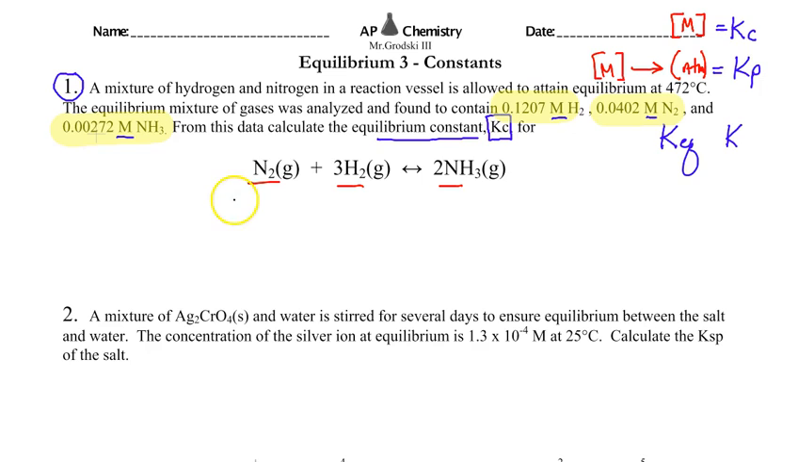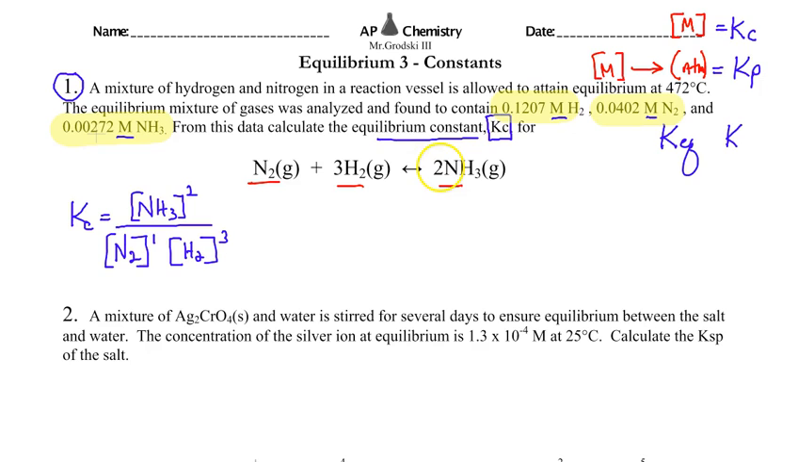So let's go find our KC. In order to find our equilibrium constant, we're going to need our equilibrium expression. So what do we know? K is equal to, or in this case KC, which just means concentration, products over reactants. Our products are ammonia, and because there's a coefficient, coefficients become exponents. Products over reactants, sorry. So N2, which would go to the first power, and we would go H2 to the third power. So we did products over reactants, coefficients become exponents, and solids and liquids don't apply.